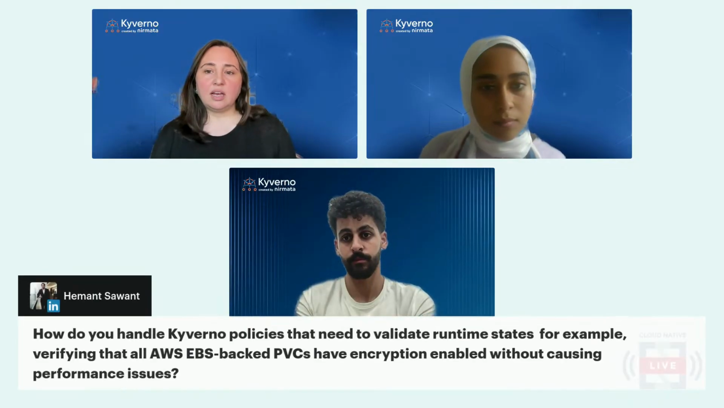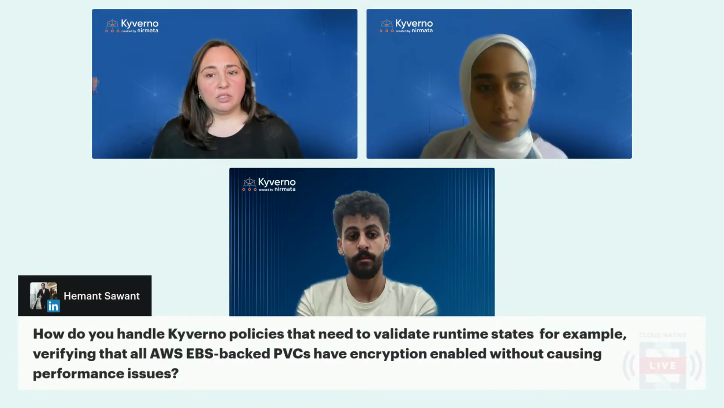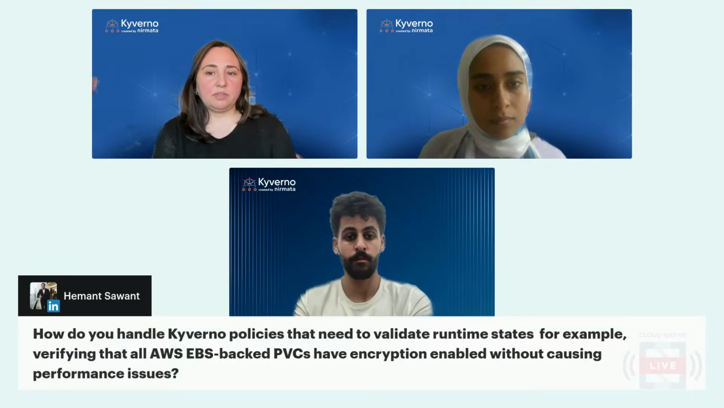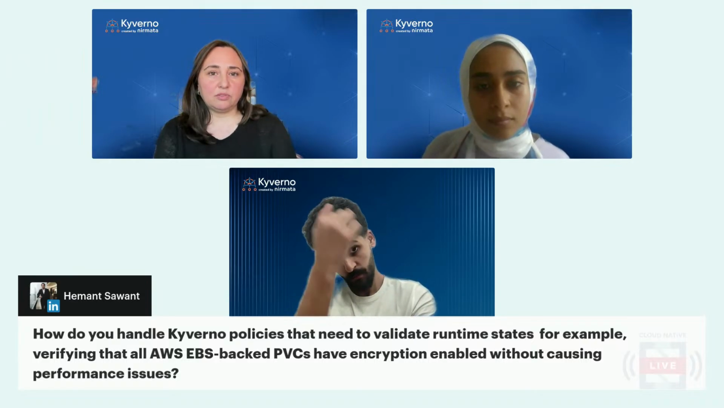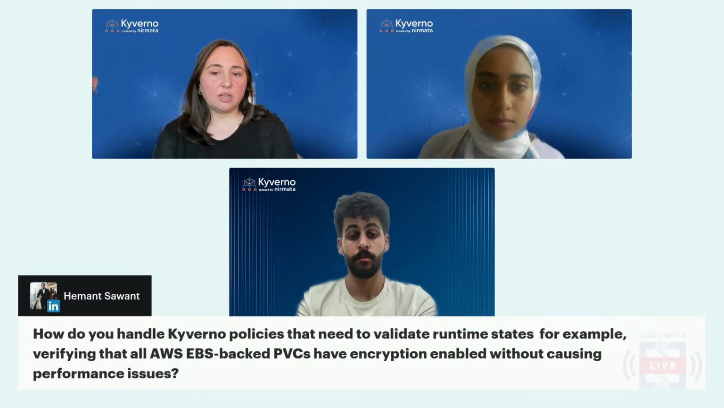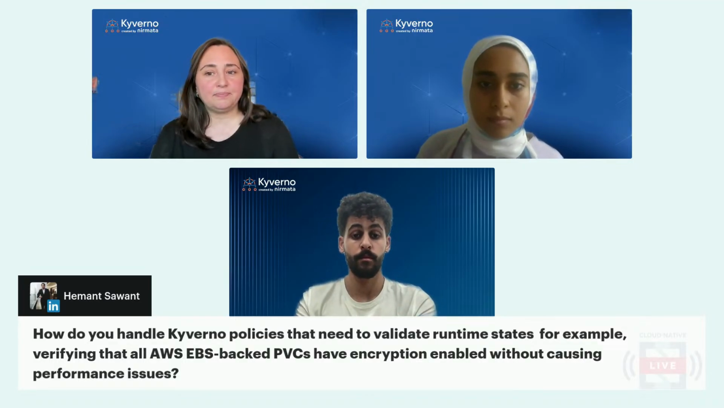For sure. And we're just about on time. We'll finish up with this one last question, also from Hermant. He just rolled in. How do you handle Kyverno policies that need to validate runtime states, also in AWS, like EBS-backed PVCs for encryption? We do see these types of use cases often within our community. Do we have any suggestions for him?